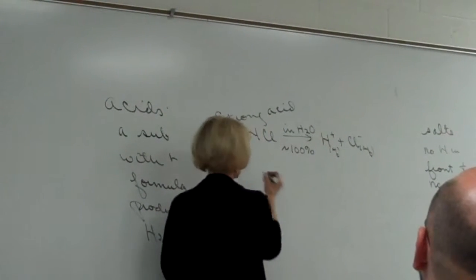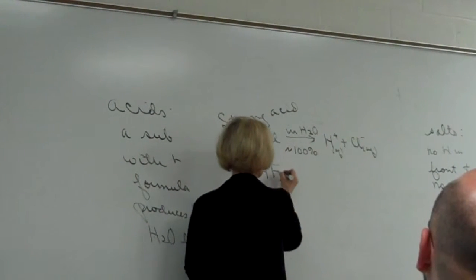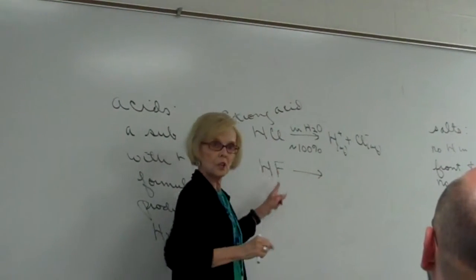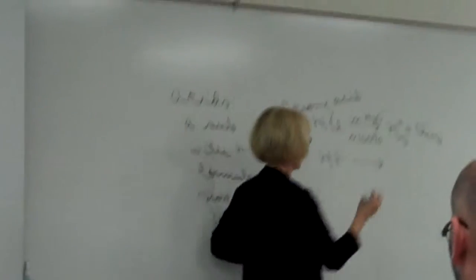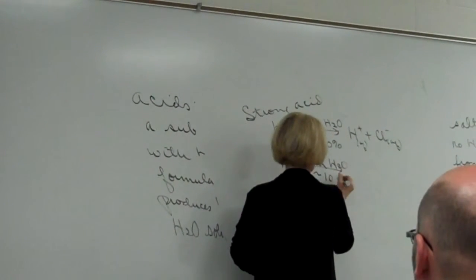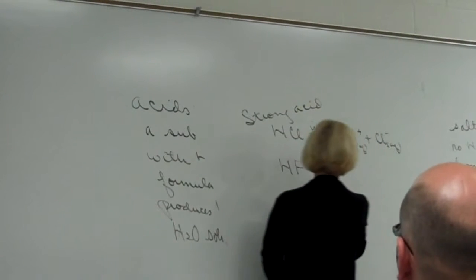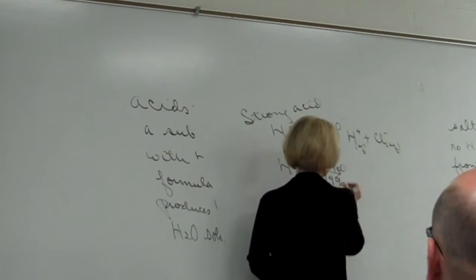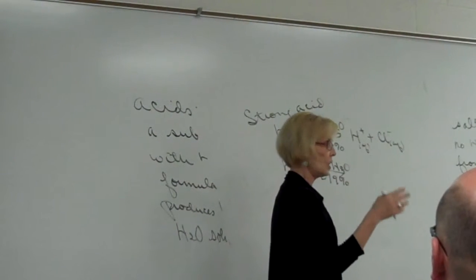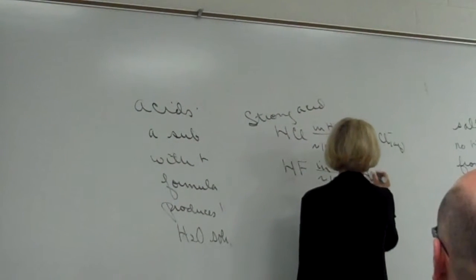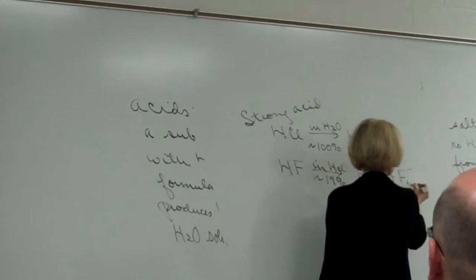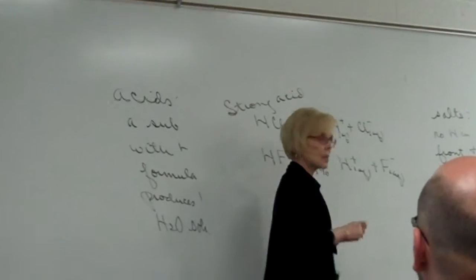On the other hand, if I have an acid that looks very similar, HF, see, all I've done is trade off one halogen for another. If I put it into water, it only goes about 19% to the right. And I don't expect you to know that 19. It's just way less than 100. And we get hydrogen ions, we get a few, and we get some fluoride ions.